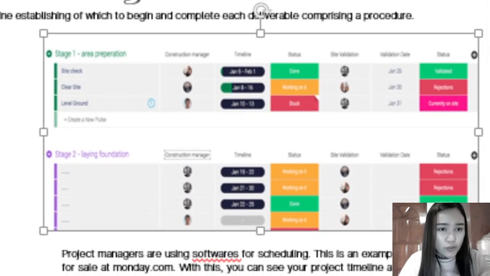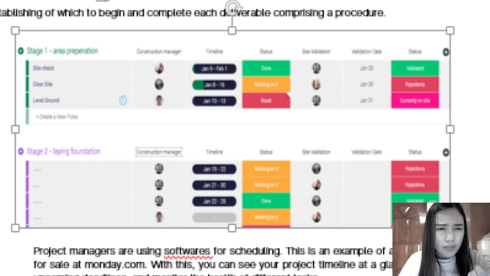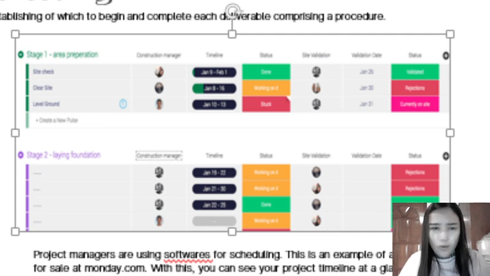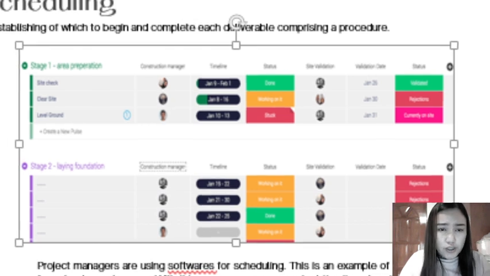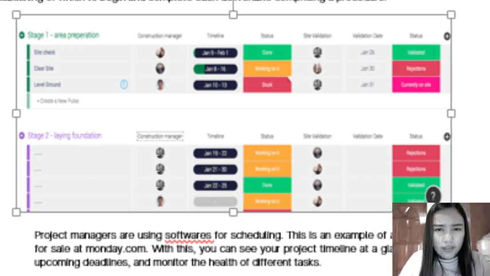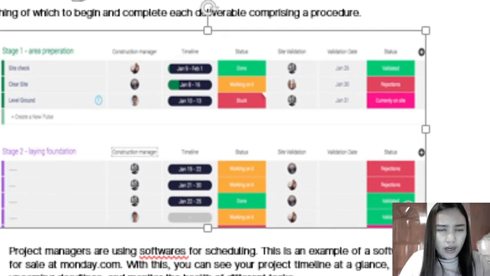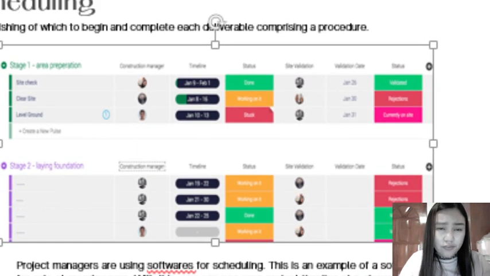So ayan, makikita nyo stage 1, area preparation. Meron siyang construction manager kung sino yung mga nakatoka on that deliverable. We also have timeline. Ayan yung date, January 1 to February 1. And status, ayan. You can see may mga color-coded yung mga status. If it's done, it's color green. If it's working on it, or in progress, color yellow. And another one is color pink, final.